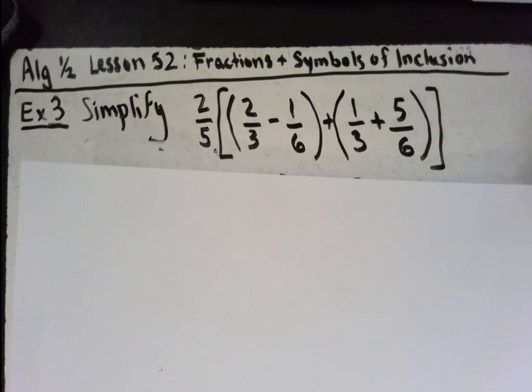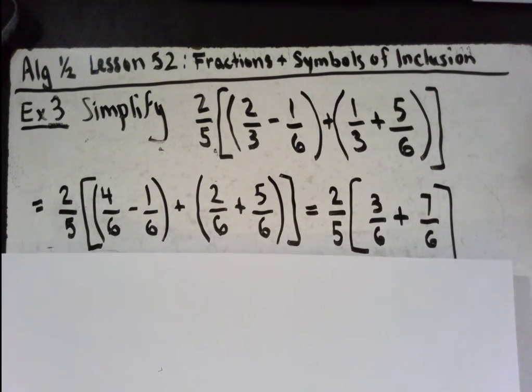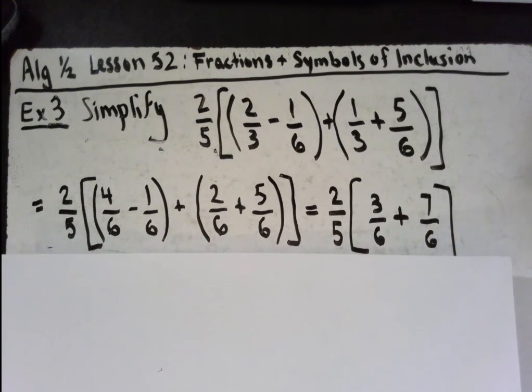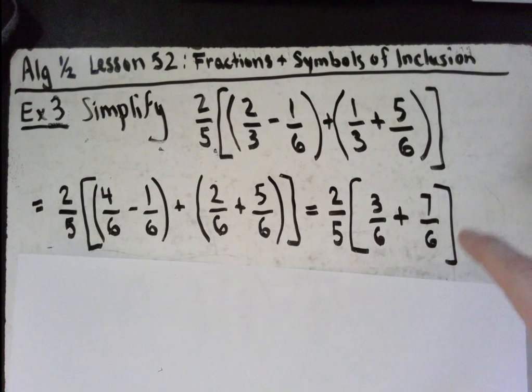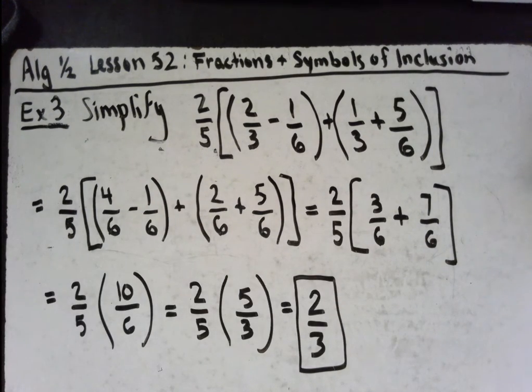So let's go ahead and check the answer for this. So the first thing I did was to get common denominators within each parentheses, and it was pretty easy to get the common denominator, which was 6. After simplifying each parentheses, I had 2/5 times 3/6 plus 7/6. And then I added 3 plus 7 and got 10/6. I could simplify 10/6 to 5/3, and then I could cancel the 5s, and I got 2/3 as my answer.